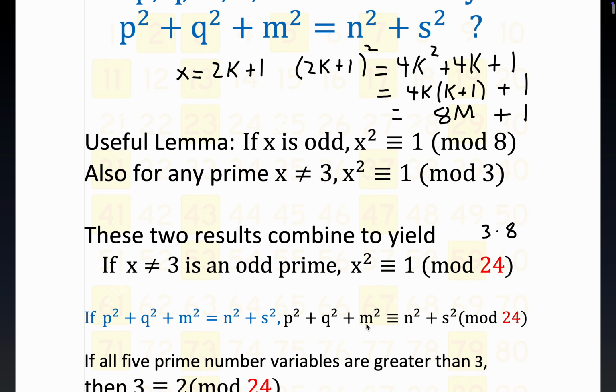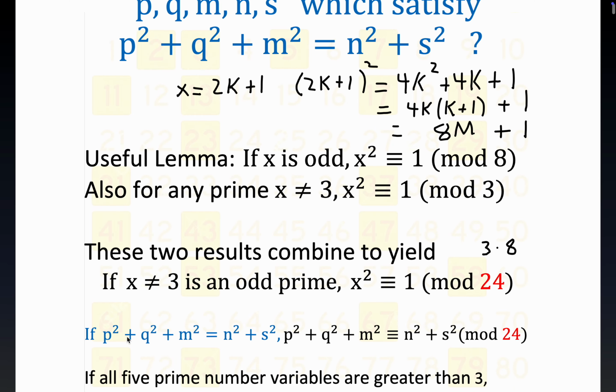All right. But anyway, so we're assuming that there's primes P, Q, M, N, and S that satisfy this equation. But if that's true, there's a corresponding congruence statement. You see, we have congruence here, not equality. Okay, mod 24. Now, that's just basic modular arithmetic.